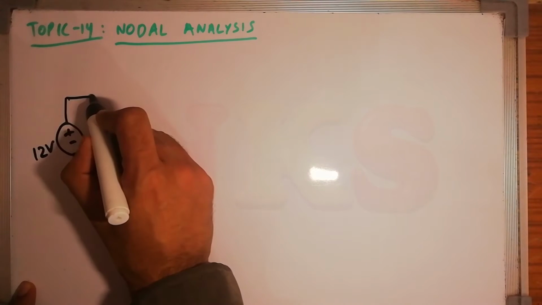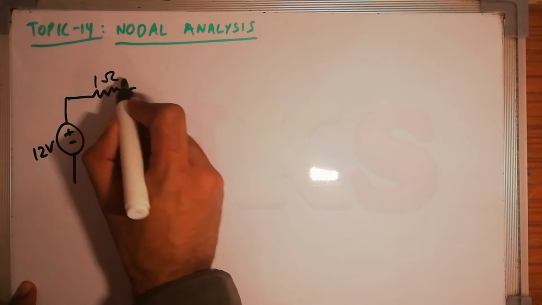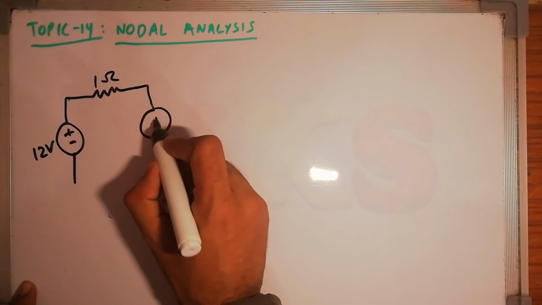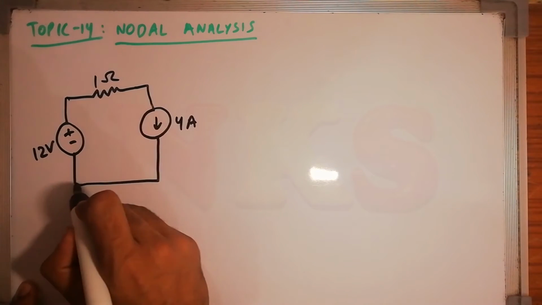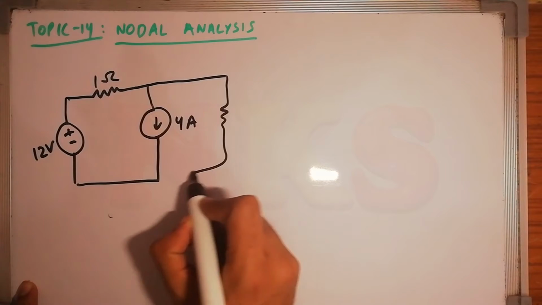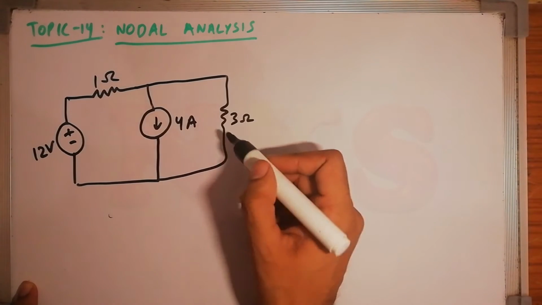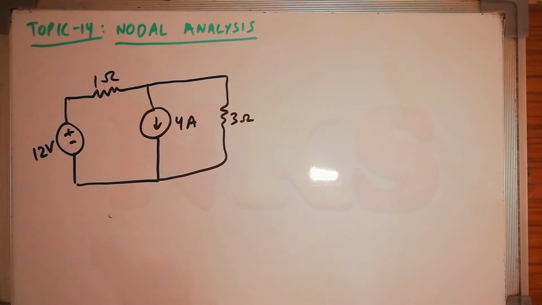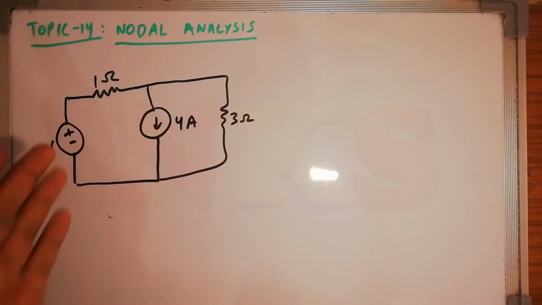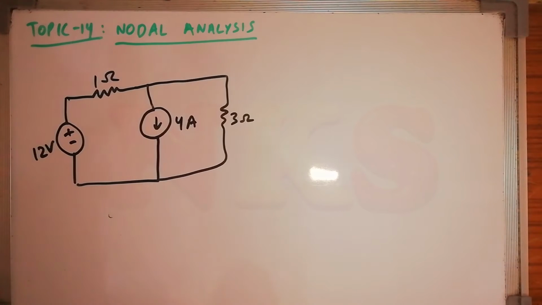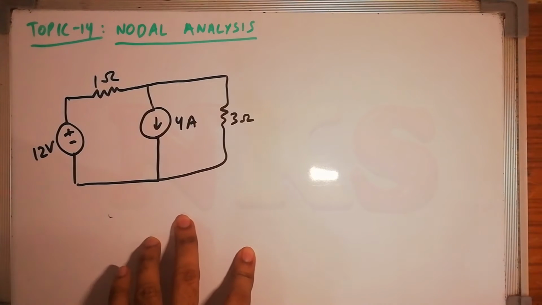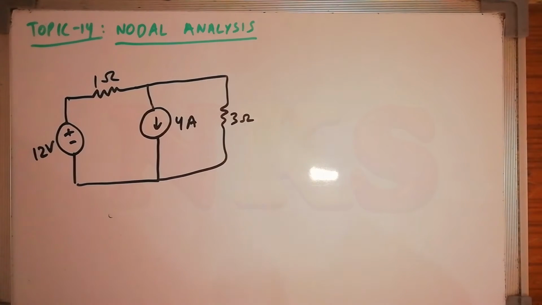This is a 12 volt voltage source, this is a 1 ohm resistor, this is a current source of 4 amperes, and there is also one more resistor of 3 ohms. Now the question can be anything, like find the current across the 1 ohm resistor, find the voltage drop across the 1 ohm resistor, or find the current across all the elements of this circuit. You can find out anything if we find the node voltages. So in this method our objective is to find the node voltages, and I have already told you the concept of node voltages.